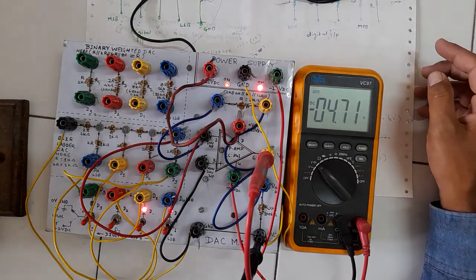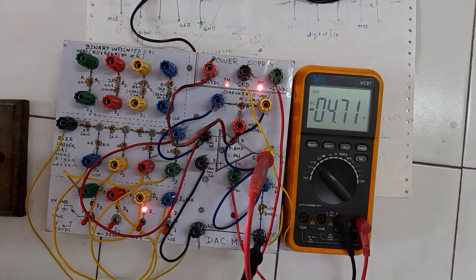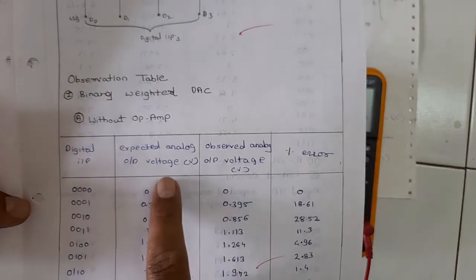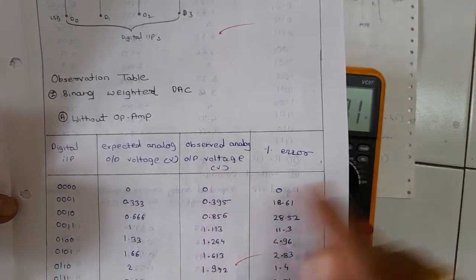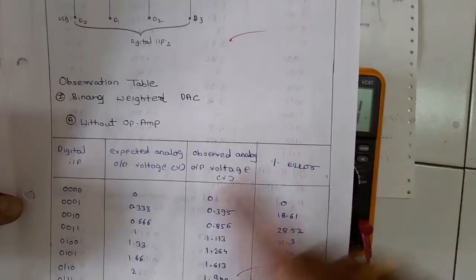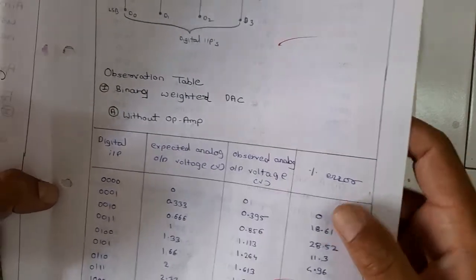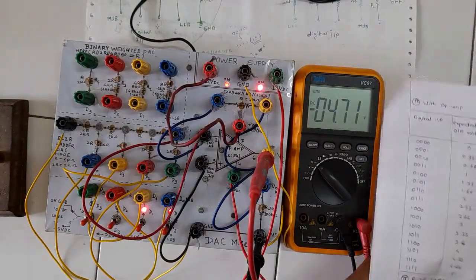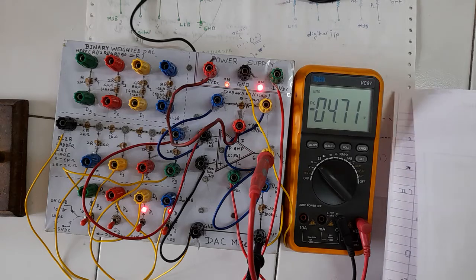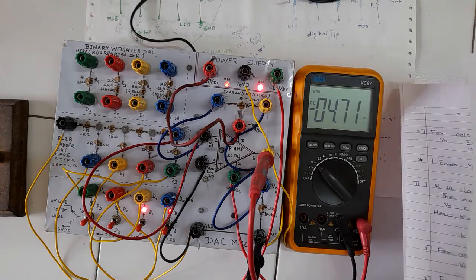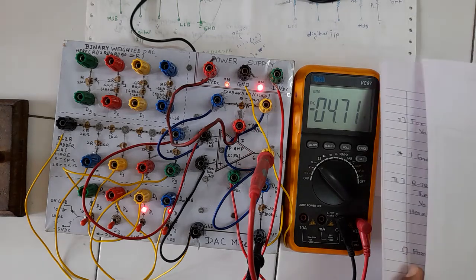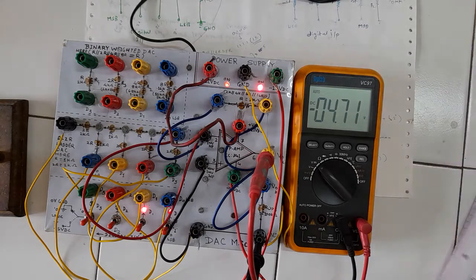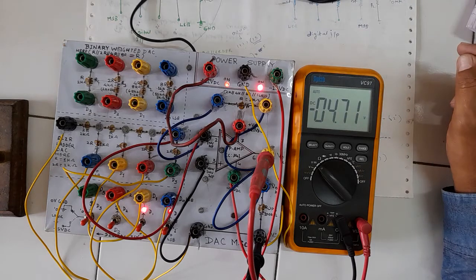Kind of the readings, something like, okay, digital inputs. Your observation table should have digital input, expected analog output from the formula, observed analog output, and percentage error corresponding to it. This observation table has to be repeated for four different sets. Calculations should be there, and you can draw the graph of the digital input versus observed values: digital input on the y-axis, and on the x-axis the observed output voltages. Okay, so this is all about this experiment, DAC.